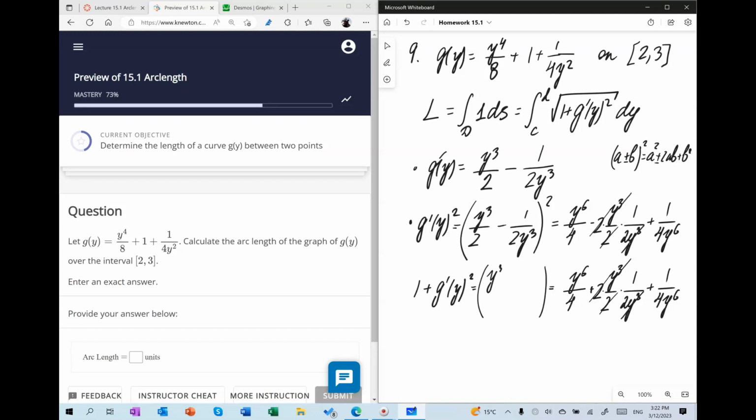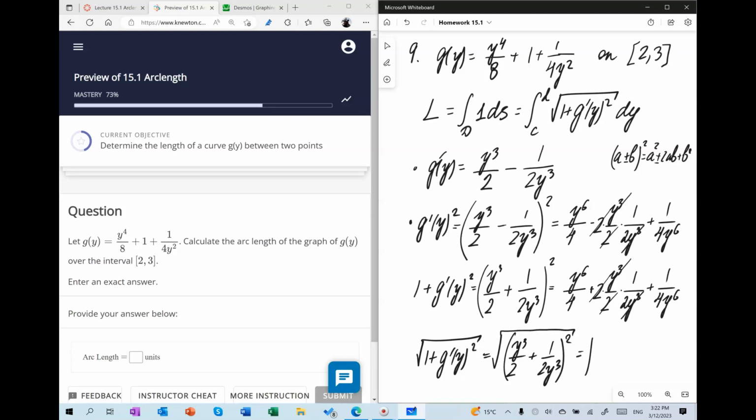Your formula now is still true, because the only difference in that formula is whether you have a plus or minus. So the formula is still true, but now you have the plus sign over here, which means that the square root of 1 plus g prime of y squared is literally equal to the square root of y cubed over 2 plus 1 over 2y cubed, squared. And the square root and the square, when removed, produce the same expression but with the absolute value. However, since y is said to be positive, we don't really need these absolute values there.